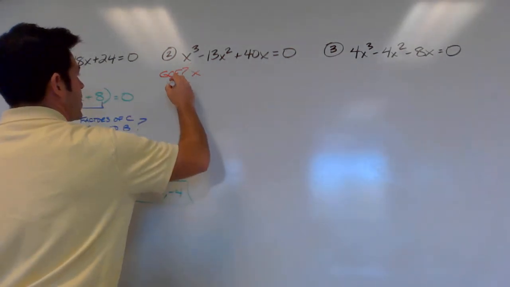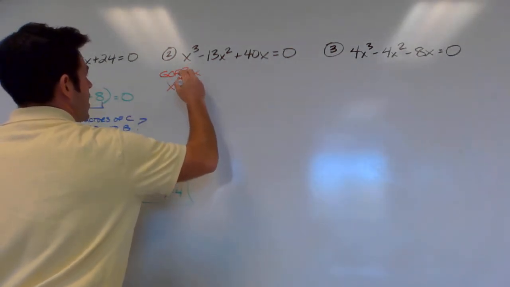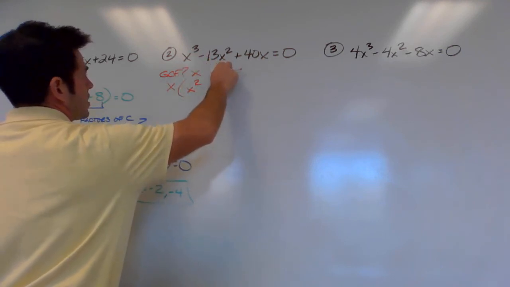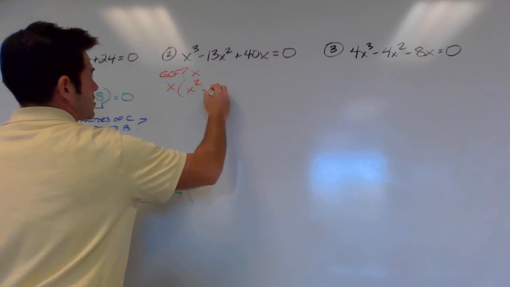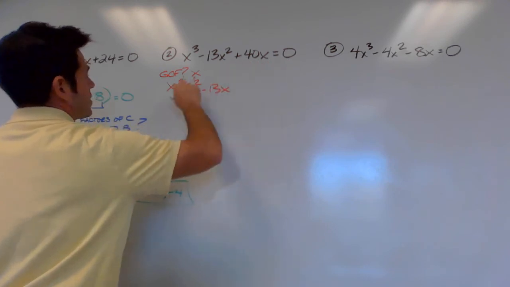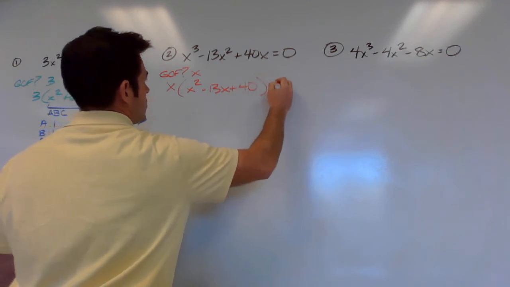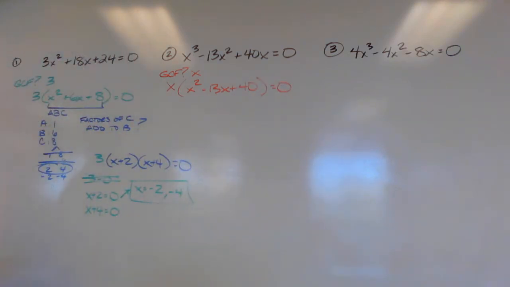And I'll go ahead and pull that out. X to the third power divided by x is x squared. Negative 13x squared divided by x is negative 13x. Positive 40x divided by x would be positive 40. And still equal to 0.